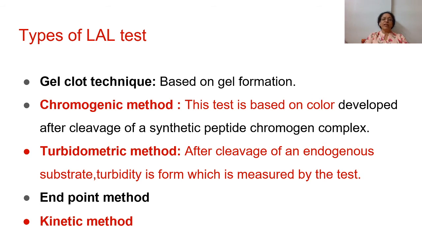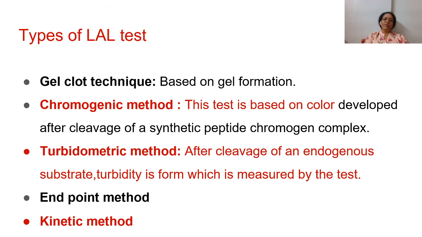Now, based on this test, a number of versions have been identified. From that, the first one is the gel clot technique, the second one is the turbidometric method, the third one is the chromogenic method. All these three tests are widely used. First one, the gelation method, gel clot technique, is mainly qualitative, that is to identify whether endotoxins are present or not. While the chromogenic method and the turbidometric method are qualitative as well as quantitative.